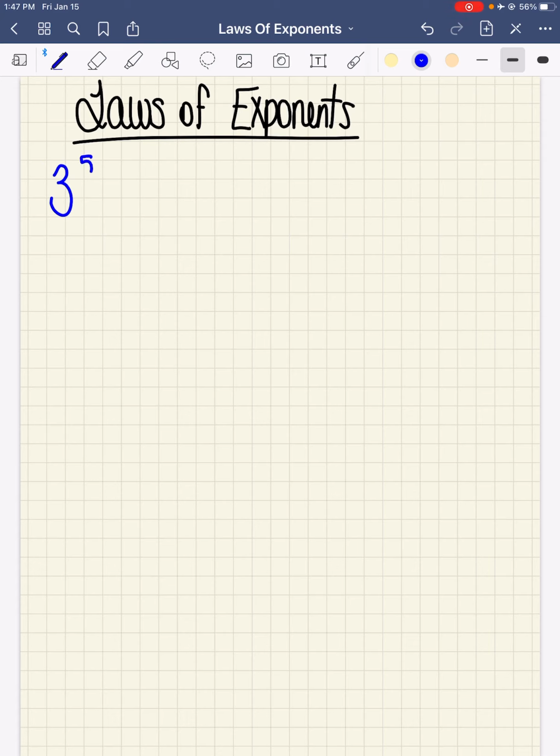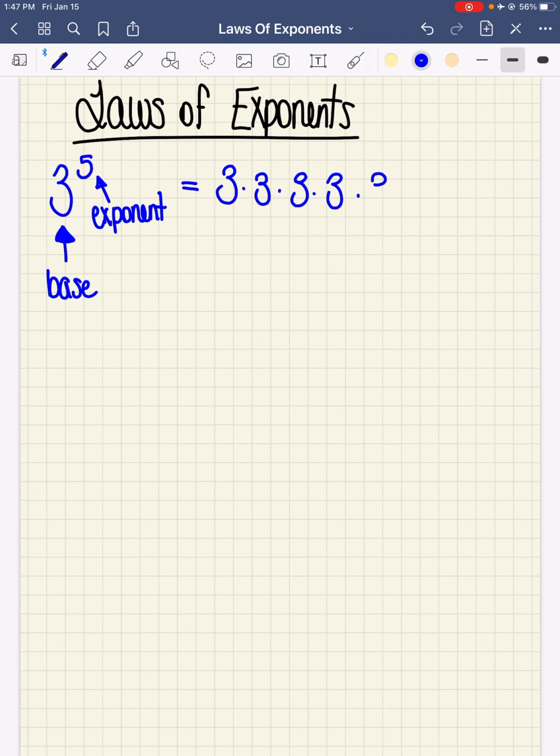This is just a little review to get us started here. We're talking laws of exponents. When we're talking 3 to the 5th power, this is called our base, and the small subscript number here is called our exponent. So what this means, and we should know this already, is 3 times itself 5 times. The base is the number we repeat, and the exponent is the number of times we repeat that base.